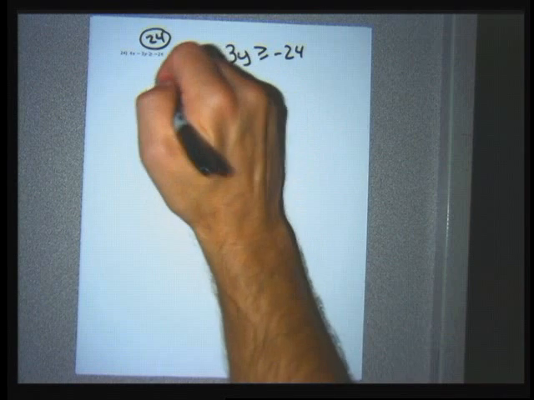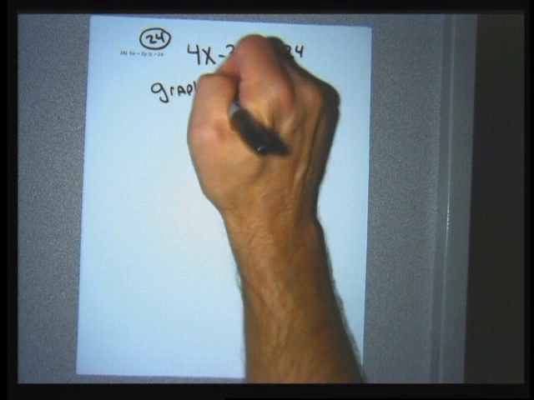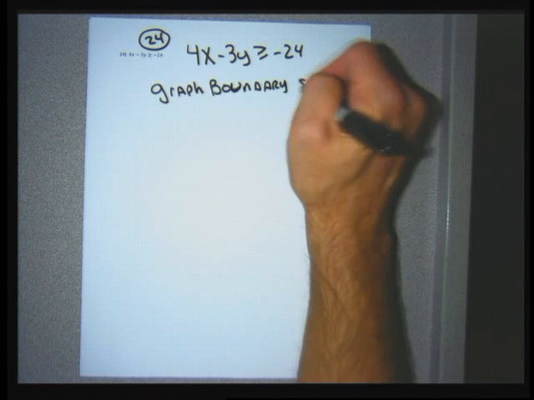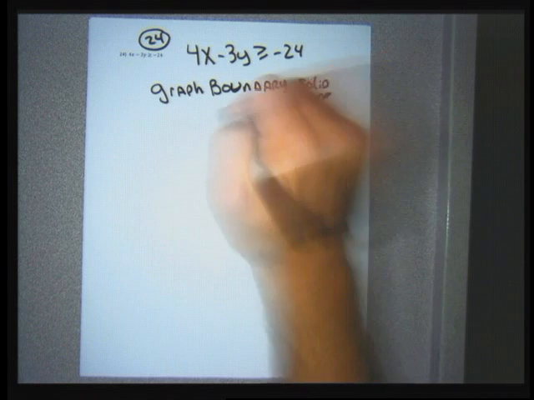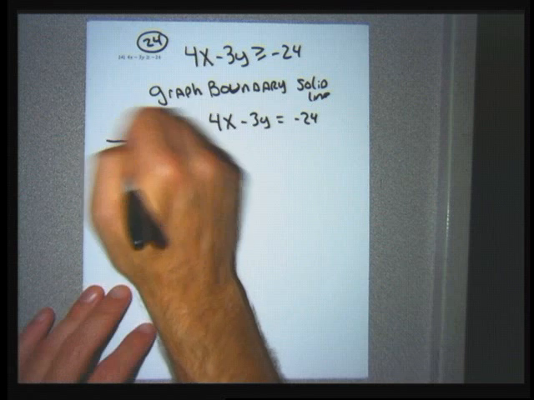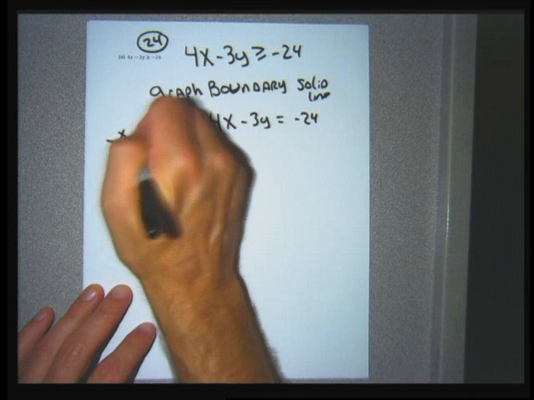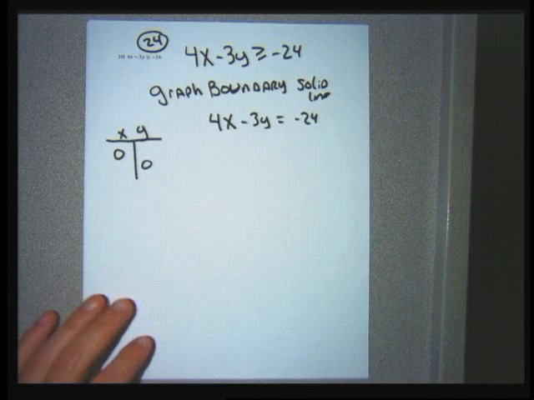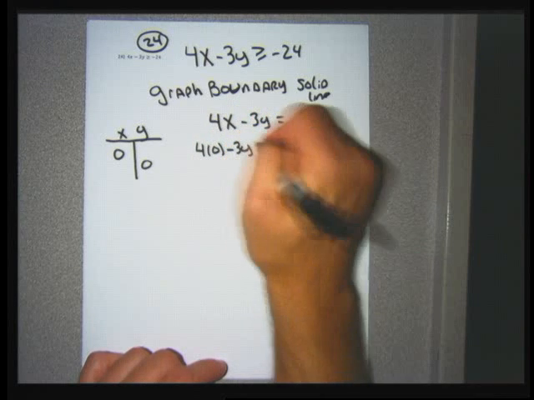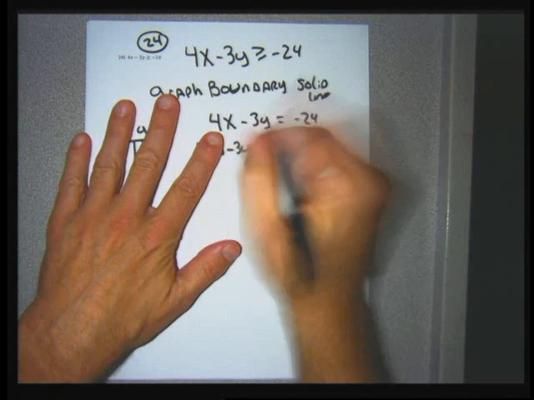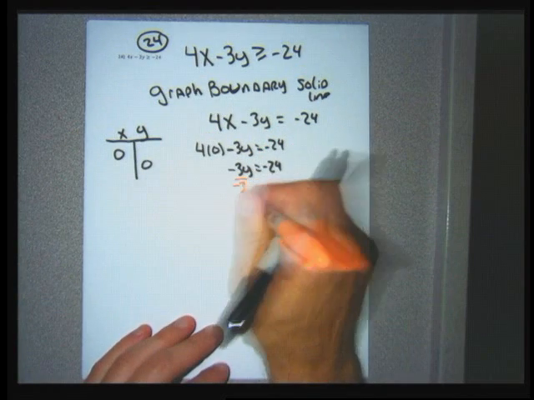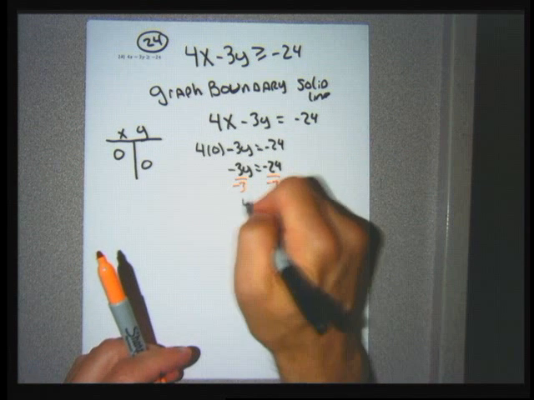So I'm going to start off, I'm going to graph the boundary. And it's going to be a solid line because of the or equal to. And the boundary is 4x minus 3y equals negative 24. And again, I'm just going to let x be 0 and y be 0, plot the x and the y-intercept. When I let x equal 0, I get 4 times 0 minus 3y equals negative 24. The 0 piece cancels out. You're left with minus 3y equal to negative 24. When I divide both sides by negative 3, I get y equal to 8.